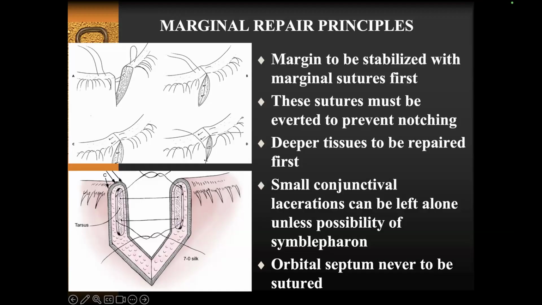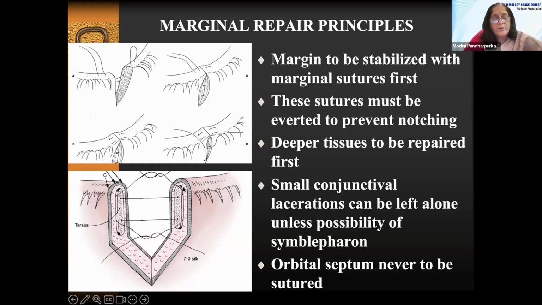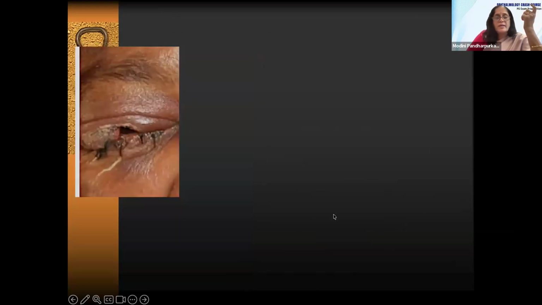Okay, so the conjunctival side and the lash line to lash line. So then it opposes your lid anatomically, and then you go and suture the tarsus. Sometimes in practice, these sutures may not really oppose the lid if the defect is large. So it is okay if you take one tarsal stitch first to oppose it and then go and do the lid marginal thing. The orbital septum is never to be sutured because it will cause a cicatrix and a contraction. You have to leave it alone. Small conjunctival tears, of course, can be left alone.